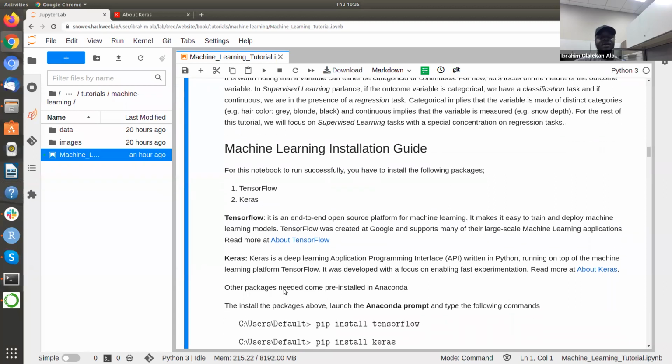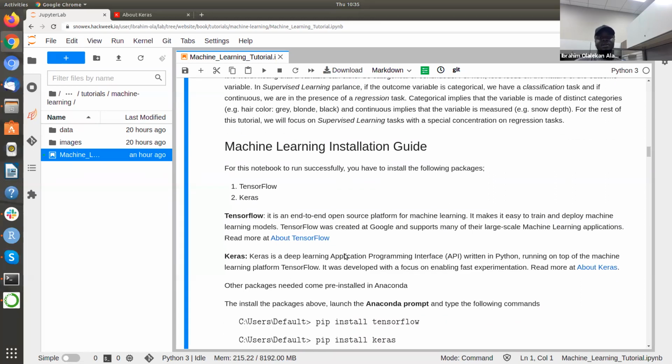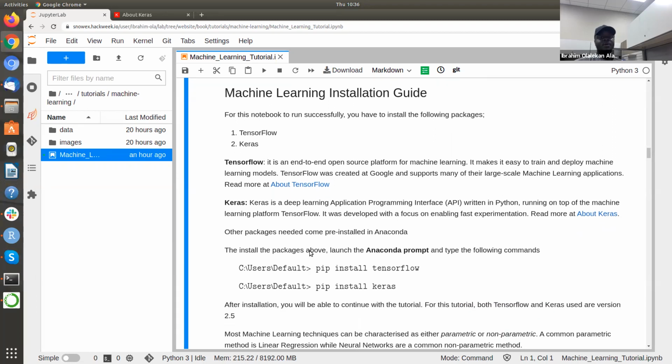Then we also have Keras, which is a deep learning API written in Python, running on top of the machine learning platform called TensorFlow. So Keras runs on top of TensorFlow. The backend of Keras is really TensorFlow. We always want to use Keras because it makes machine learning very easy. It's easy to program. Other packages you need come pre-installed if you're using the Anaconda version.